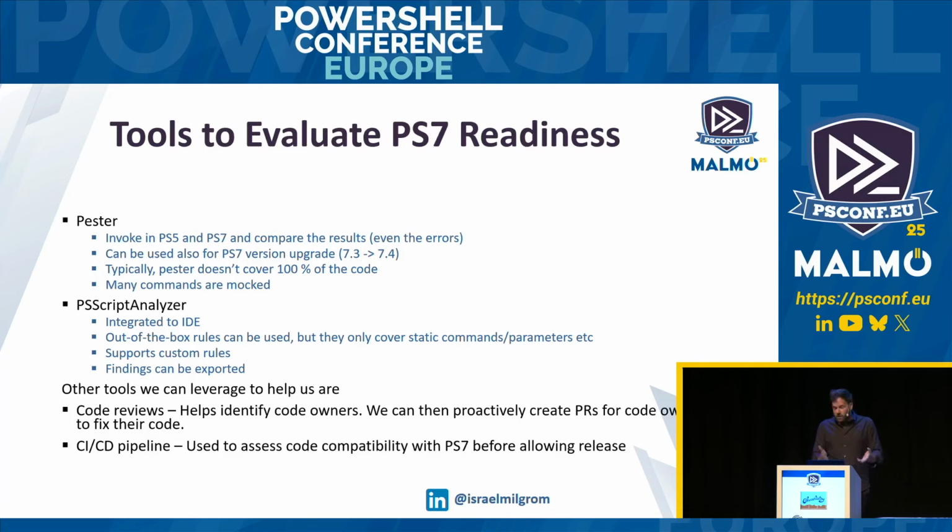So you can run the tests in both PowerShell 5 and 7, and if the results are the same, you should be good. There are some downsides with it. It wouldn't give you 100% confidence, mostly because of two things. First of all, it doesn't execute every line of your code, just because it's really hard to get 100% coverage. I think they call it code coverage in Pester terms. And finally, you mock a lot of commands as you do your Pester testing.